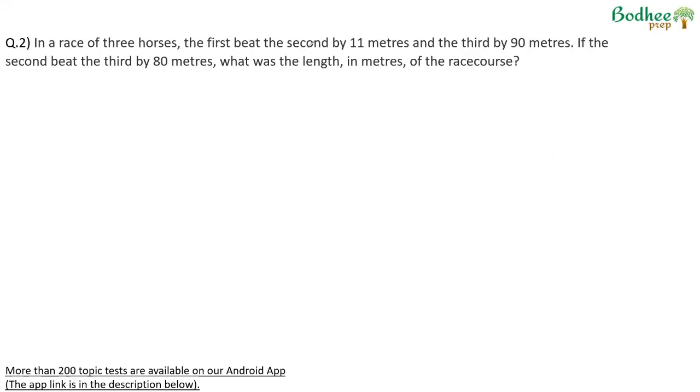In a race of 3 horses, the first beat the second by 11 meters and the third by 90. Horse 1 beat the second horse by 11 meters, the third horse by 90 meters. If the second horse beat the third horse by 80 meters, what is the length of the race course?